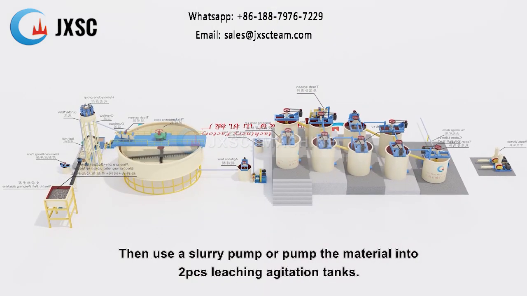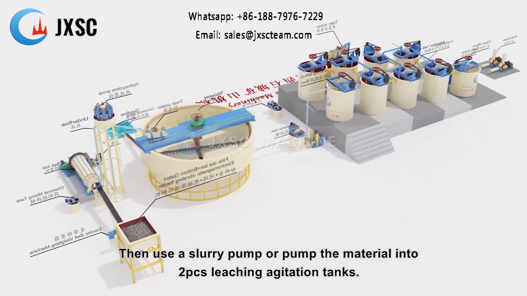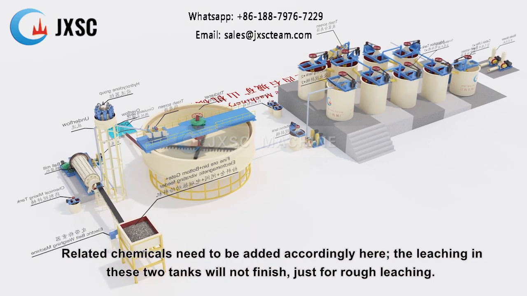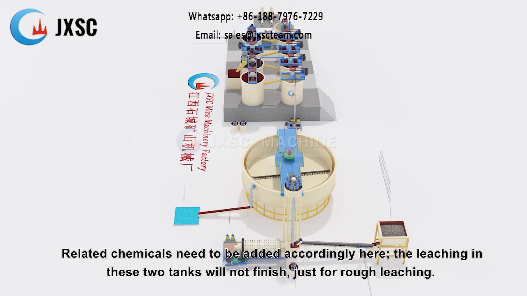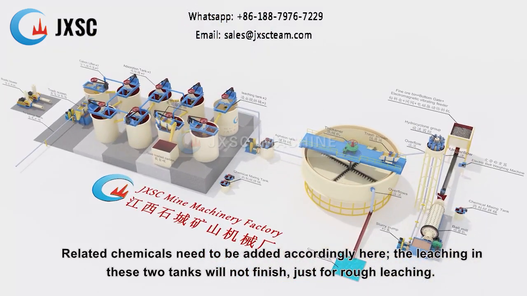Then use a slurry pump to pump the material into 2 leaching agitation tanks. Related chemicals need to be added accordingly here. The leaching in these 2 tanks will not finish, just for rough leaching.